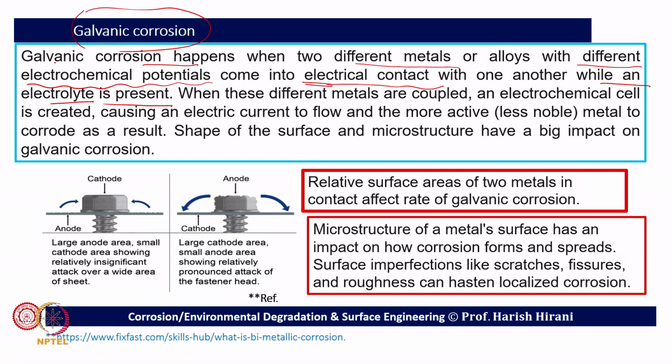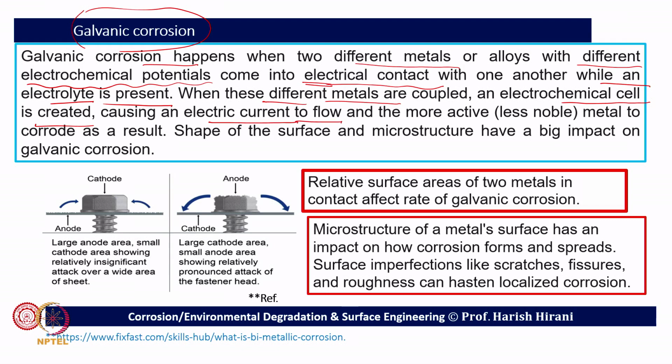So, we say galvanic corrosion happens when two metals or alloys with different electrochemical potential come into electrical contact with one another while electrolyte is present. When these different metals are coupled, a kind of battery unit, an electrochemical cell, is created, causing electric current to flow. So, these are important for us.